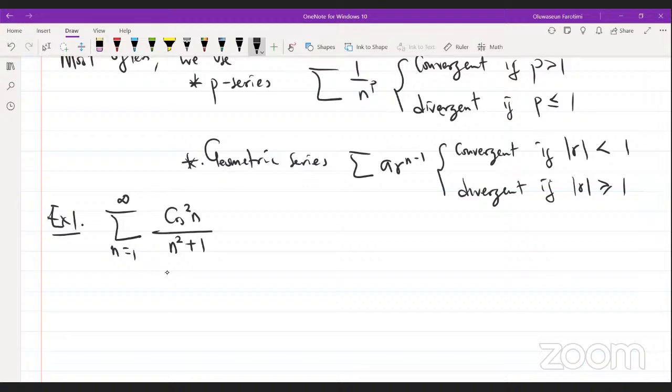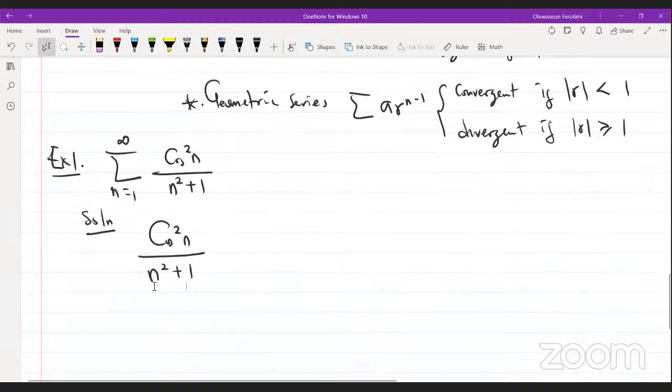Obviously, I cannot use my test for divergence. I cannot likely use my geometric series at this point. So I have to think about what to do, hence the comparison test. Solution: I'm going to pick the nth term, which is cosine squared of n divided by n squared plus 1. I need to make a comparison. You have to think about a quantity that is bigger than this. Let me use numbers. I give you a number, say 1.